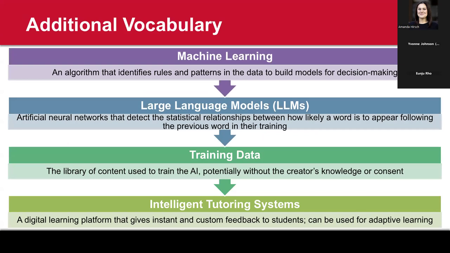Some additional vocabulary to know. Machine learning is an algorithm that identifies rules and patterns in the data to build models for decision-making. Large language models or LLMs are artificial neural networks that detect the statistical relationships between how likely a word is to appear following the previous word in their training. Training data is a library of content used to train the AI, potentially without the creator's knowledge or consent.